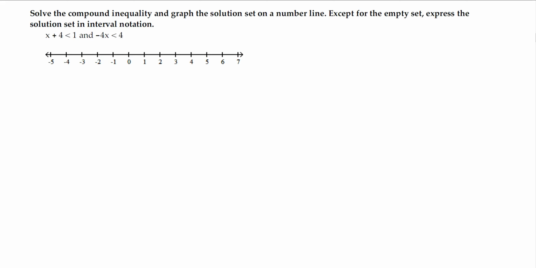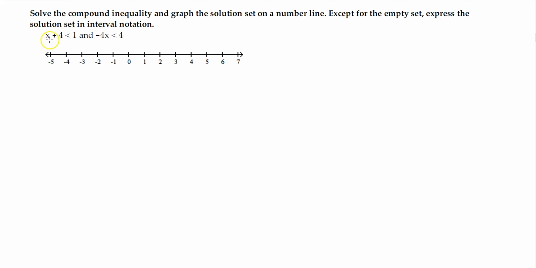Solve the compound inequality and graph the solution set on a number line. Except for the empty set, express the solution set in interval notation. Okay, so this is a compound inequality, meaning we have more than one inequality. And at this level of mathematics, compound almost always means two. Can mean more, but almost always two.